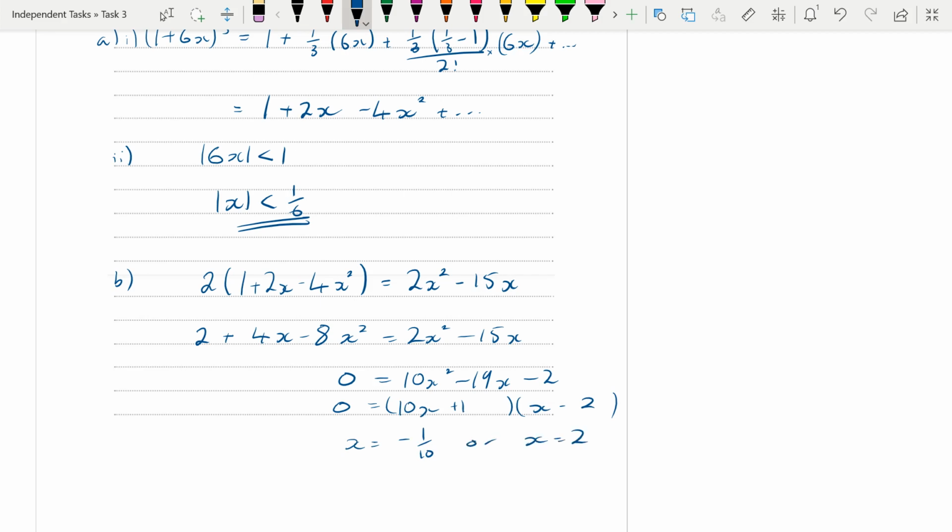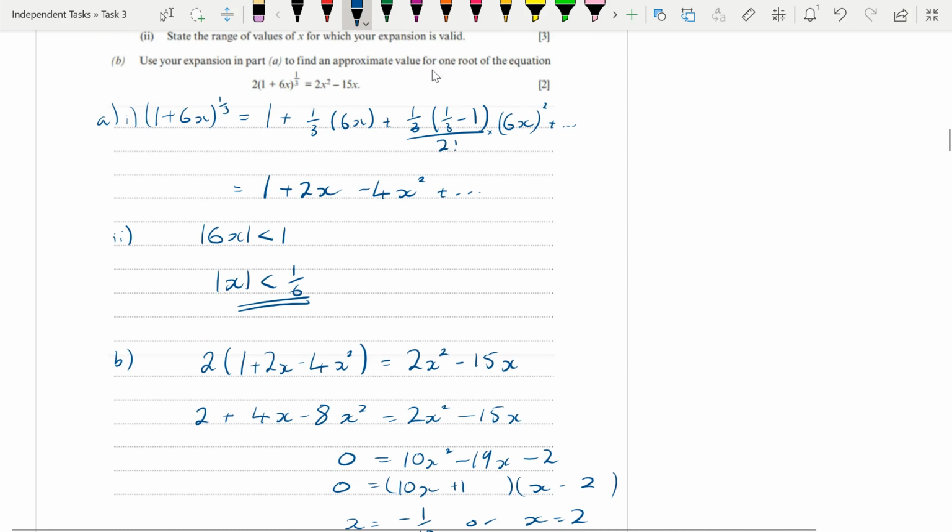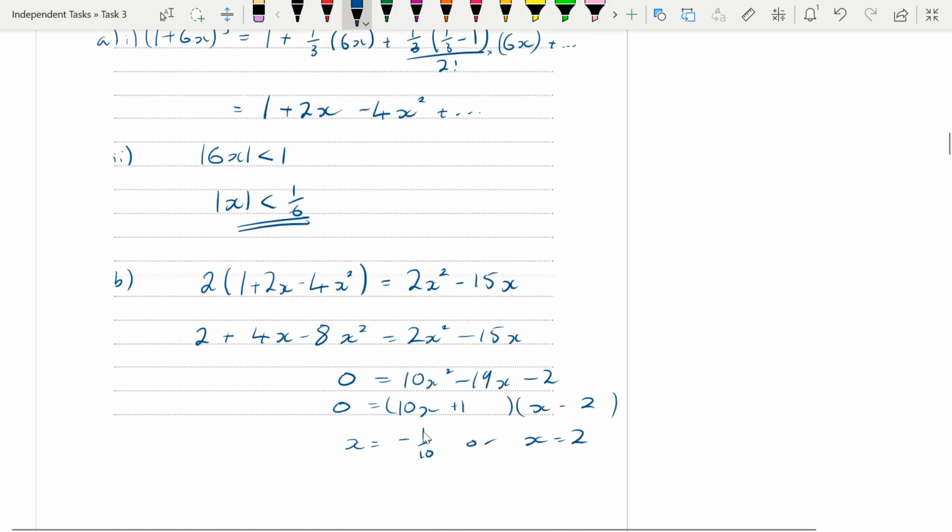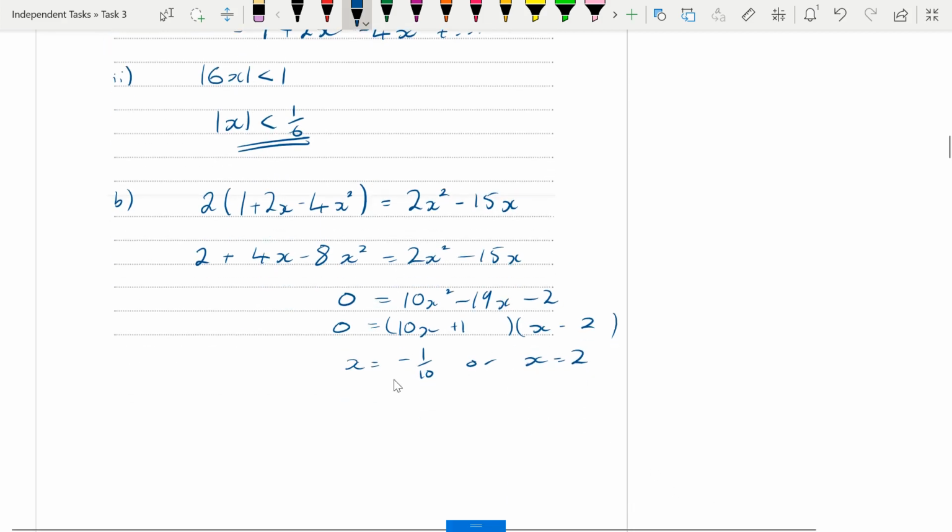Now, I need to pick which value, because if you notice, it just says for one root of the equation. Okay. Now, I'm going to go with what it's valid for. Mod of x has to be less than a sixth. Now, the mod of 2 is not less than a sixth, whereas the mod of minus a tenth is. So it has to be the minus a tenth. So therefore, x equals minus a tenth, because this 2 does not fit in what my expansion is valid for, so I can't use it.